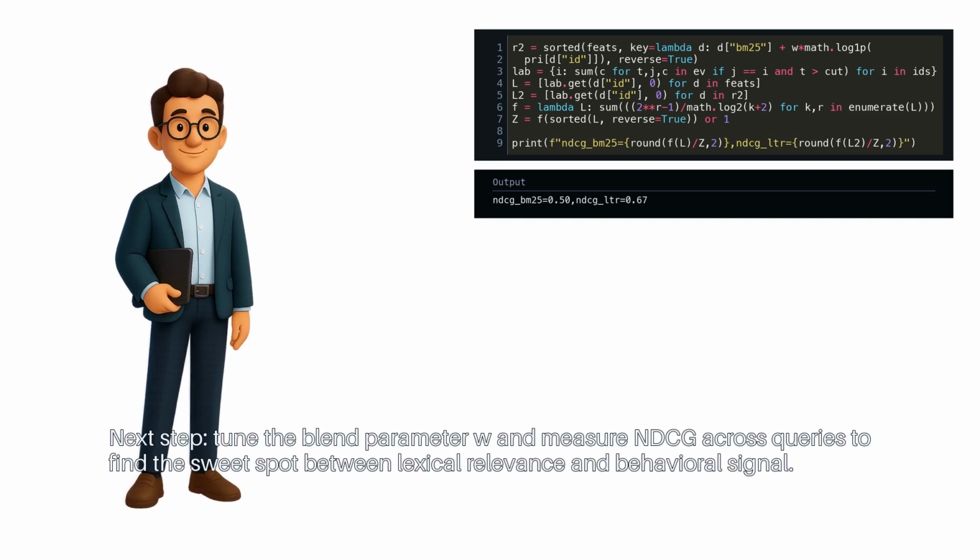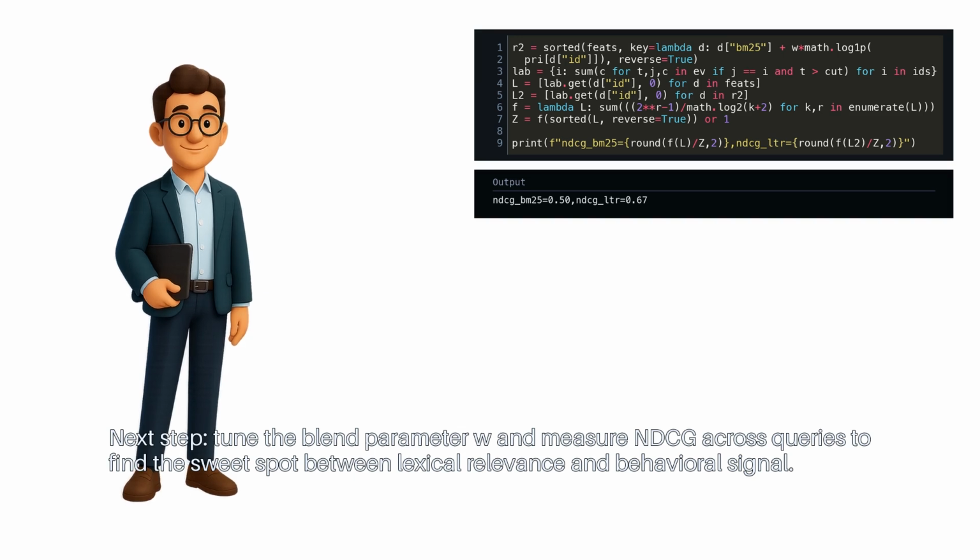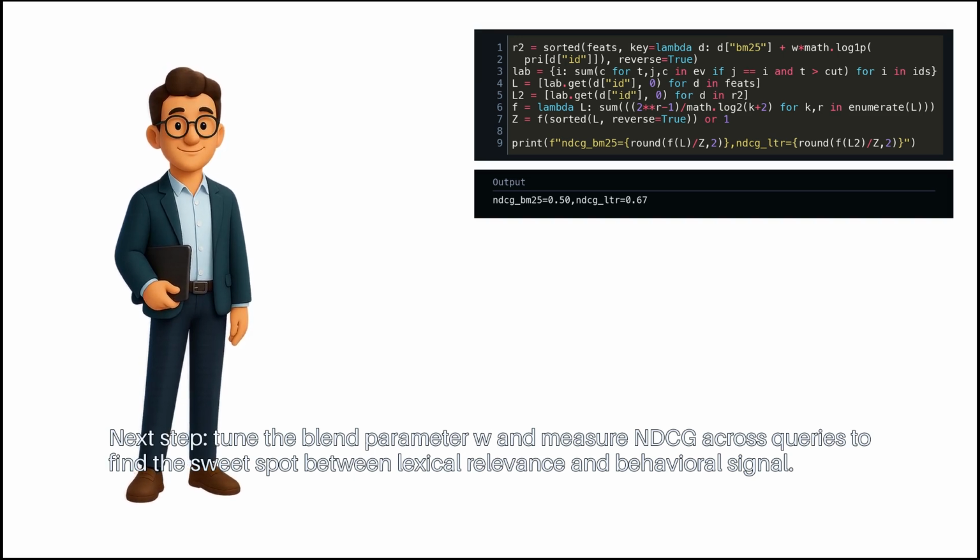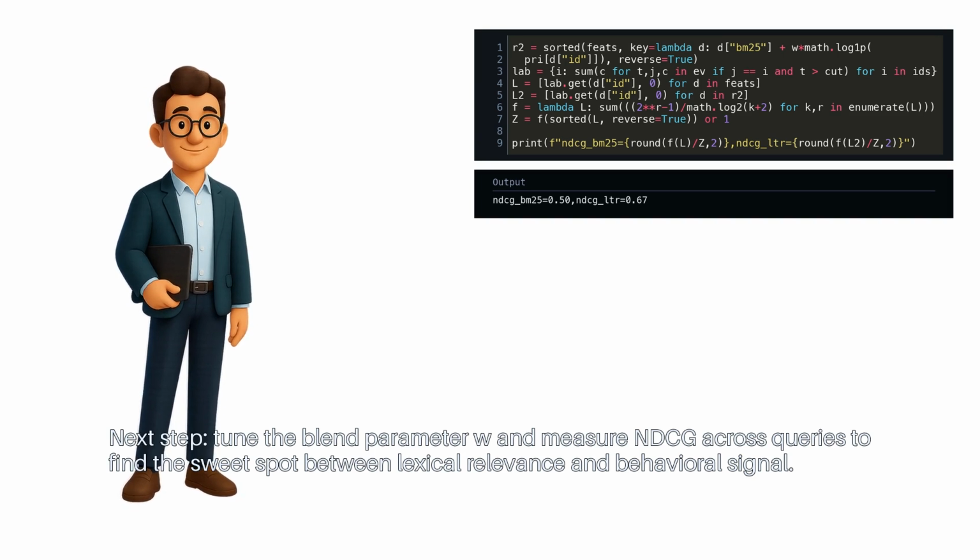Next step: tune the blend parameter W and measure NDCG across queries to find the sweet spot between lexical relevance and behavioral signal.